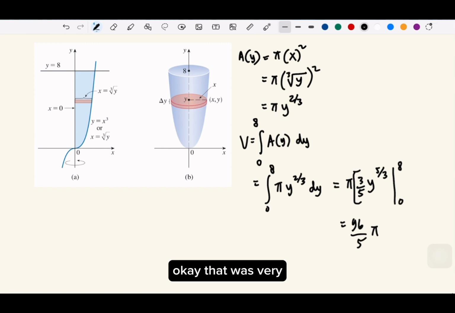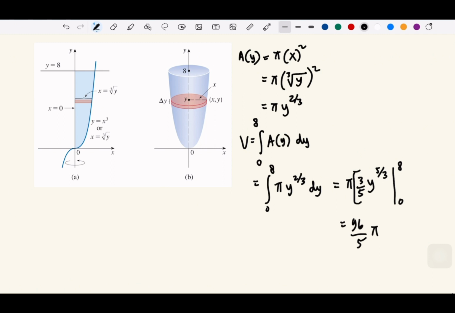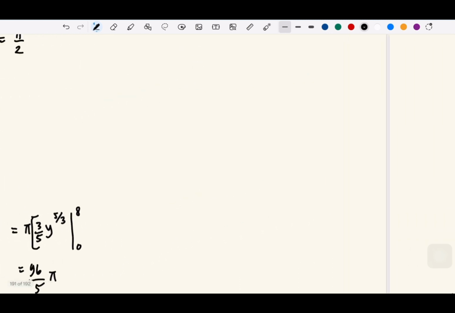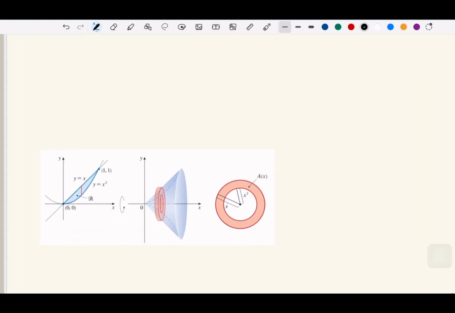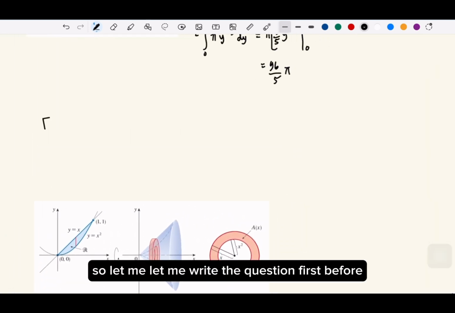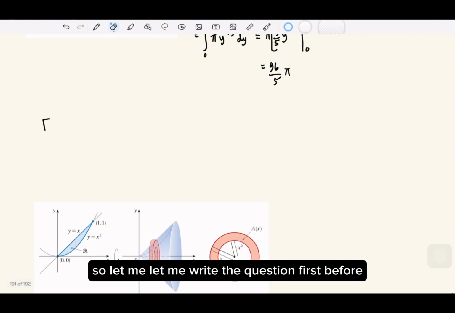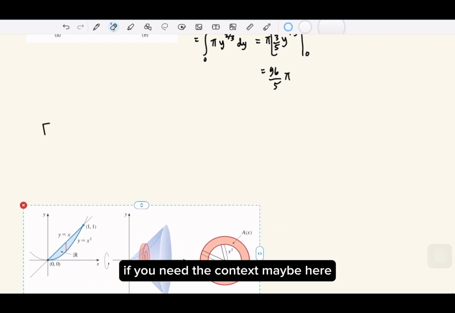Okay, now it's very simple, just to show you the simple disk method. So you can look at dx or dy, you can choose, right? And then the next thing is, wait here, oh, this one. So let me write the question first before giving you the context. Let me write maybe here.